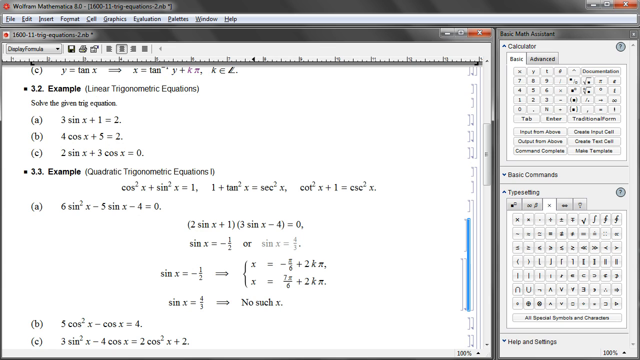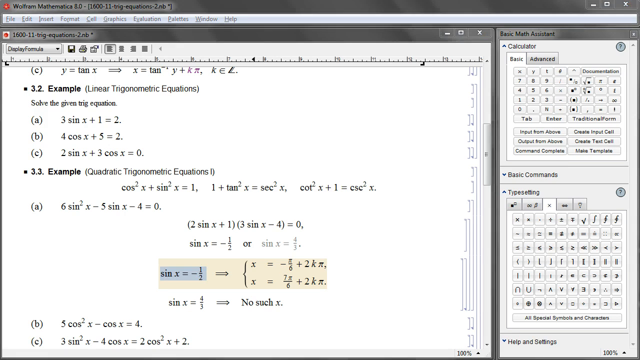And then once you factor and set each factor equal to 0, you get one solution from the first factor: sine of x is -1/2. And the other one, sine of x equal to 4/3, is an extraneous solution because sine can never exceed 1. Okay, sine of x is -1/2, and you can find it by taking arcsine, but another way is to look up the trigonometric diagram, because sine of x equals -1/2.